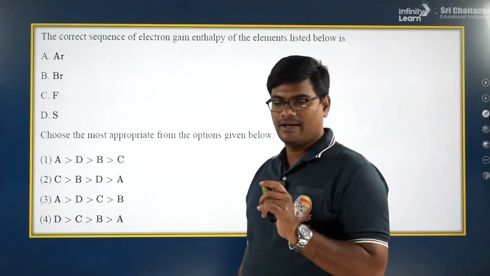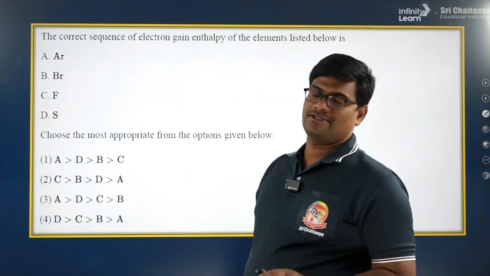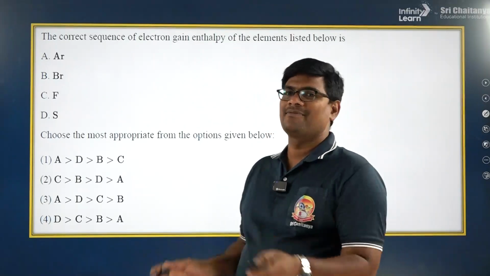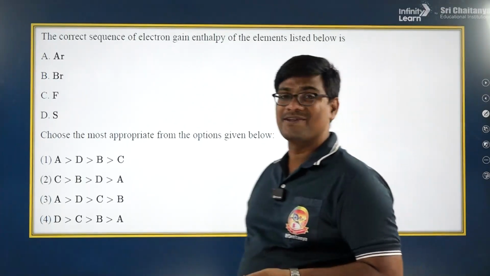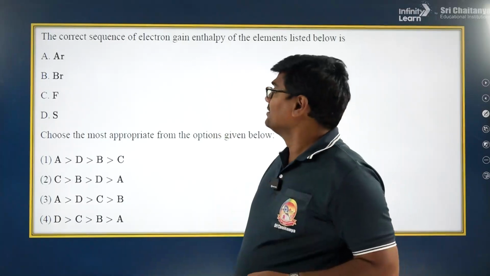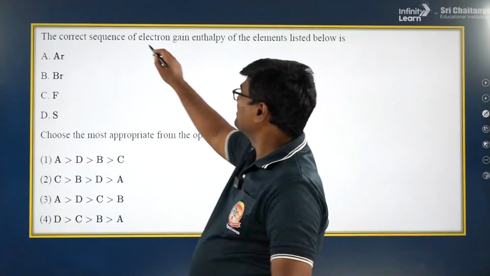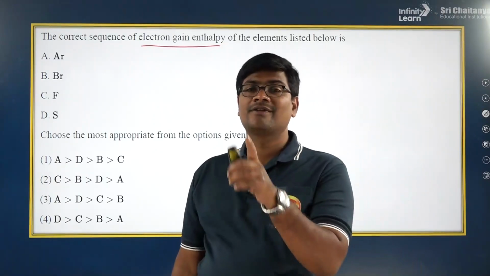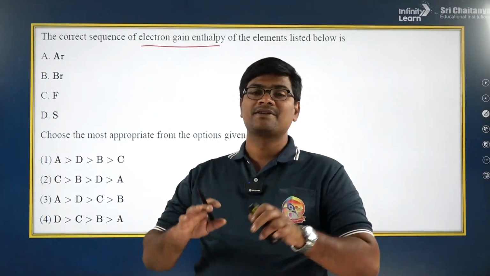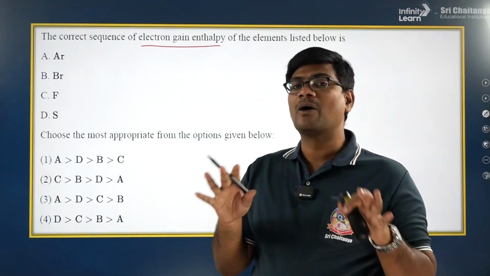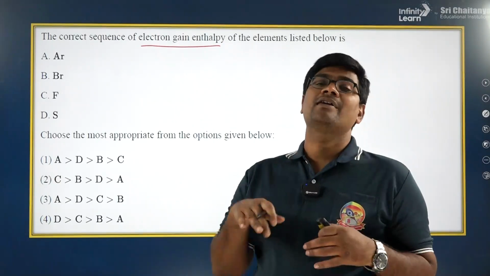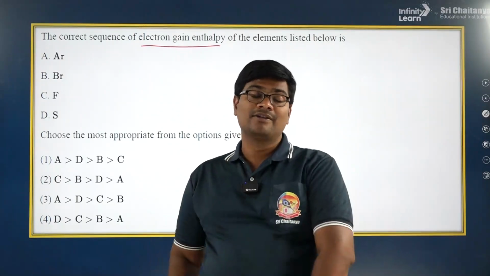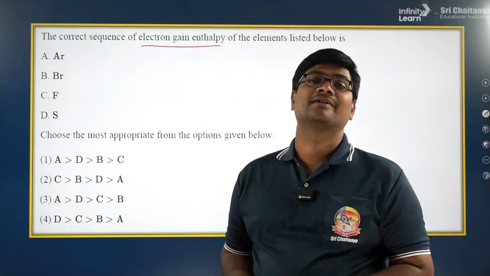This question is about electron gain enthalpy, and they don't ask about elements in a single group. They have asked random elements. What are those elements? Argon, bromine, fluorine, sulfur are given. Please look at the statement: the correct sequence of electron gain enthalpy of the elements listed below is. Here they don't mention negative value of electron gain enthalpy. They simply mentioned electron gain enthalpy. That means we need to include the sign also. So simply, the higher the positive value, the higher the electron gain enthalpy. The higher the negative value, the lower the electron gain enthalpy.